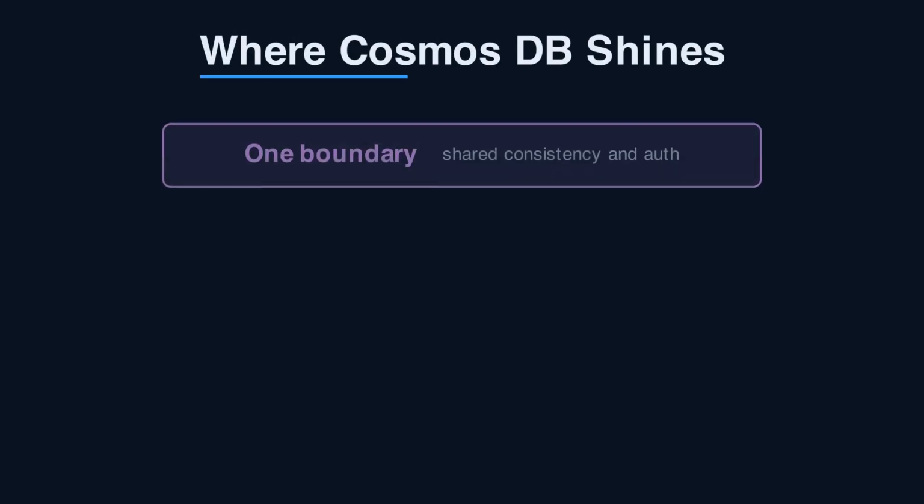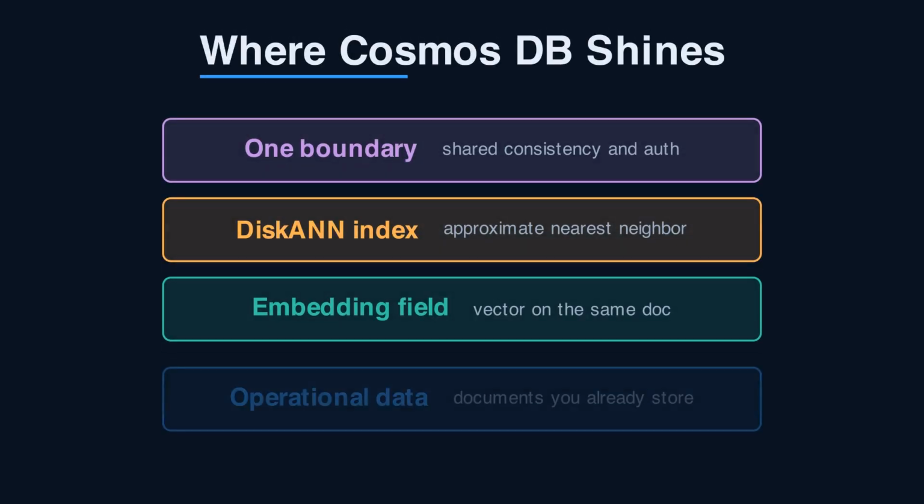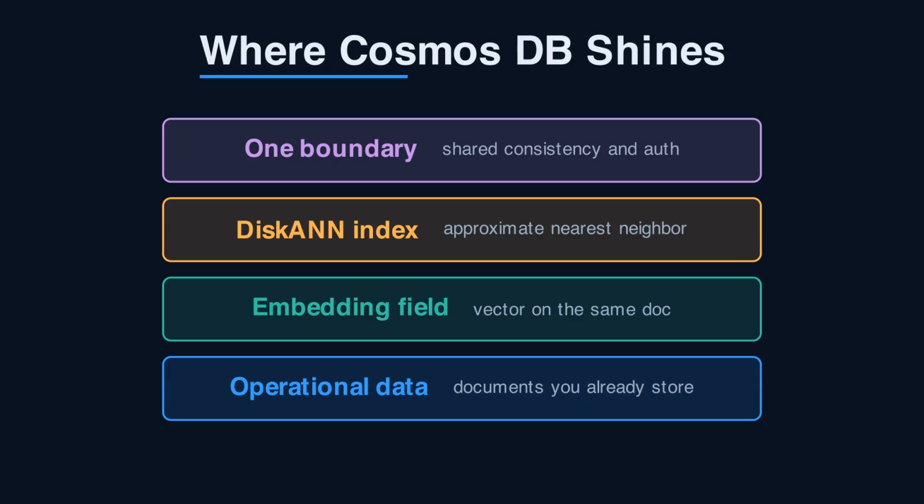Cosmos DB takes the opposite angle. Keep vectors next to your operational data. With the integrated vector store, both the NoSQL API with DiskANN indexing and the Mongo vCore API, you can add an embedding field right on the document you're already storing. That means no second service, no separate sync pipeline, and one consistency and security boundary.